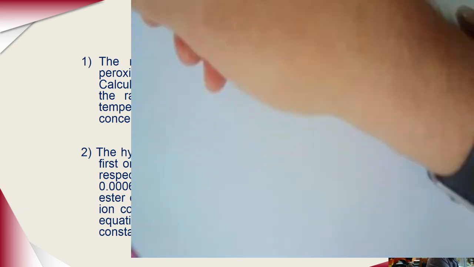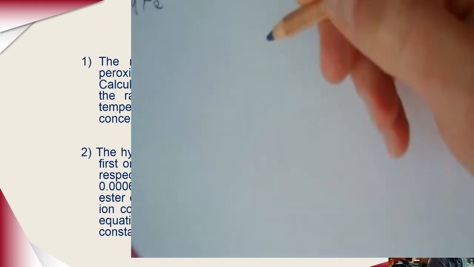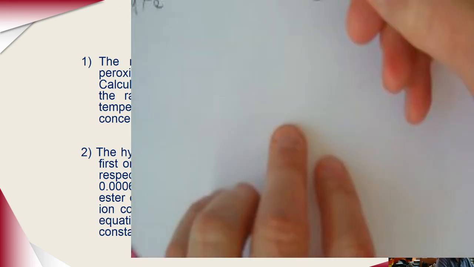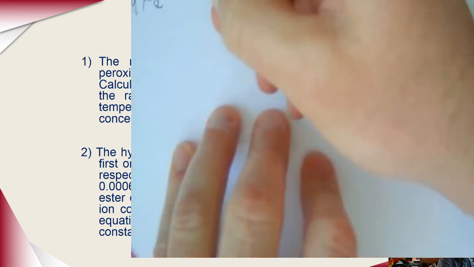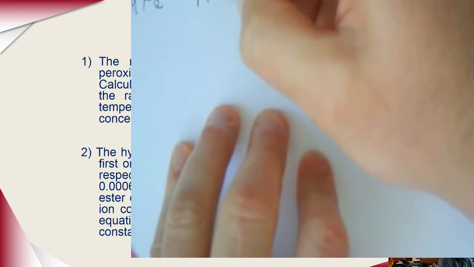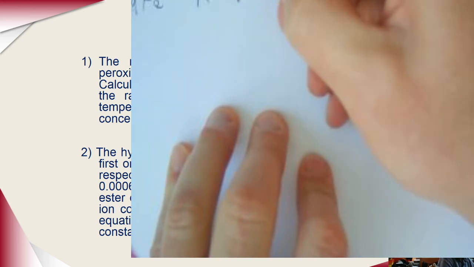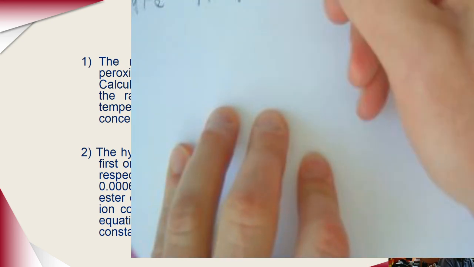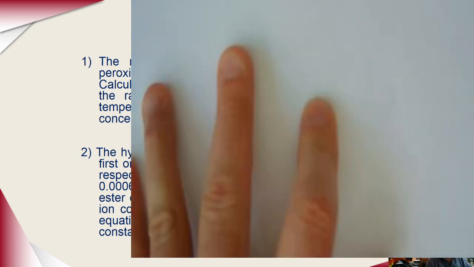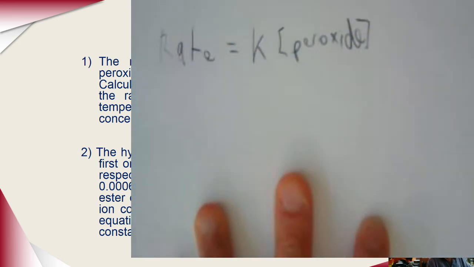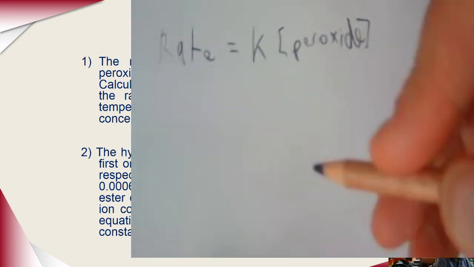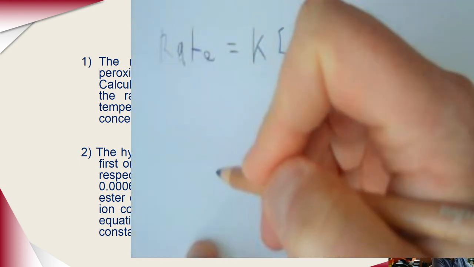That's better. Rate. So the rate of decomposition is first order with respect to the peroxide. So rate equals k [peroxide]. There we go, rate equals k [peroxide]. Okay, so what do we know?